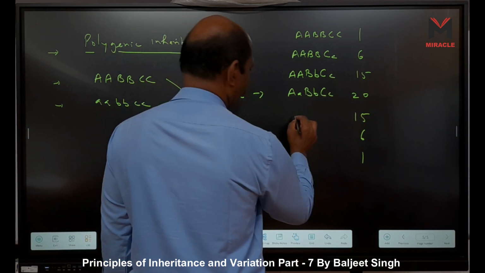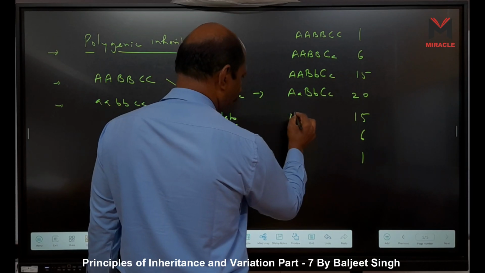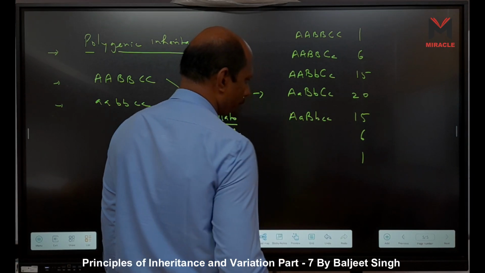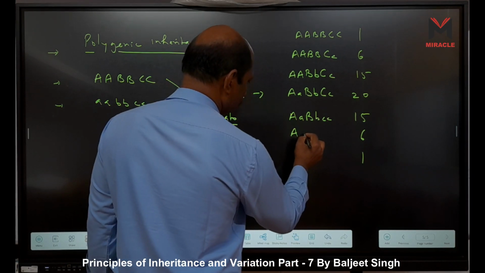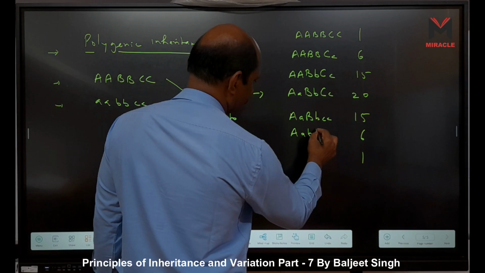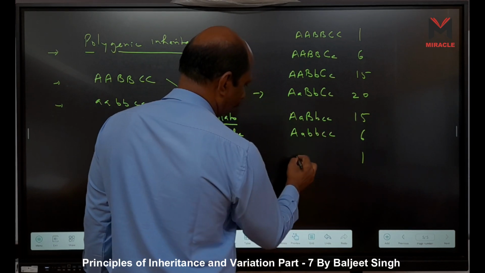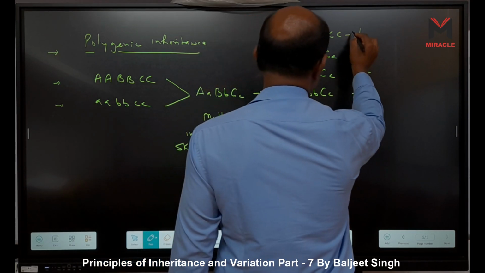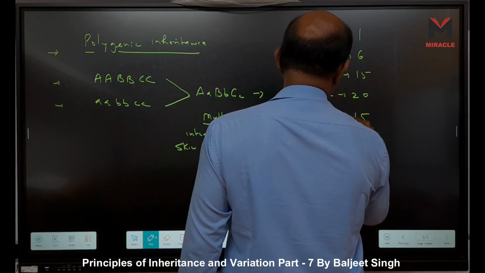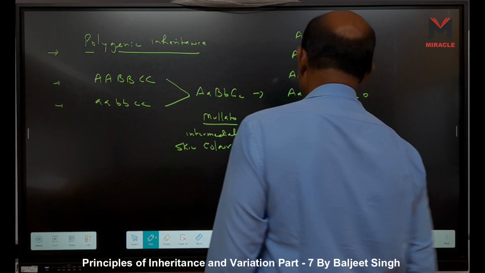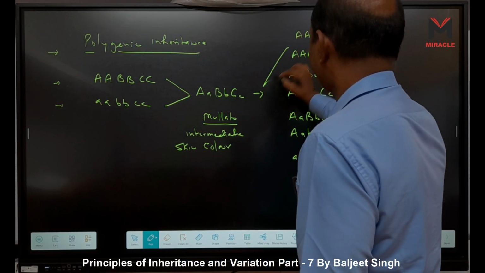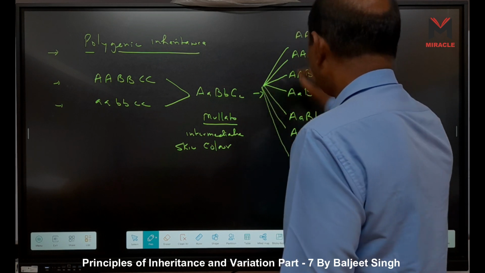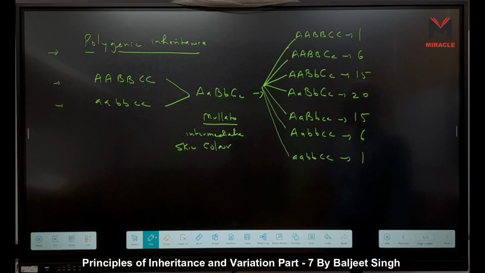That is mulatto. Here what happens? Capital A, small a, capital B, small b, small c, small c. Here capital A, small b, small b, small c, small c, and here small a, small b, small b, small c, small c. We can say we have 7 types of combinations, right.